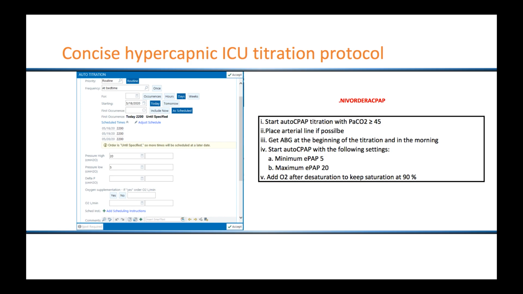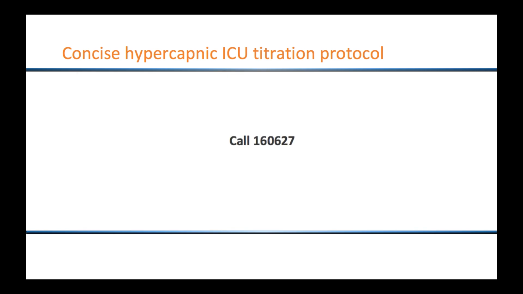The resident will place an arterial line, but discuss with both your fellow and attending. Please get an ABG at the beginning of the titration as well as in the morning. And again, note that the minimum pressure is set at 5 and the maximum pressure is set at 20, and the goal oxygen saturation is 90%, so add oxygen to keep the saturation just above 90%. Call 160627, the head respiratory therapist, to let them know that you've placed the order.